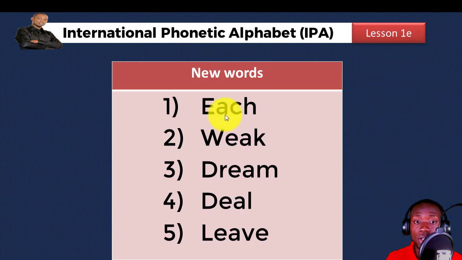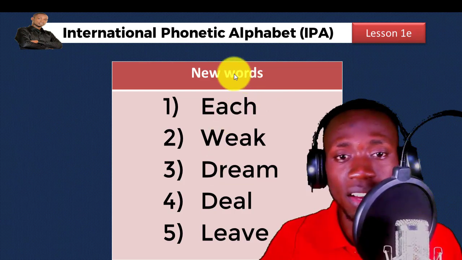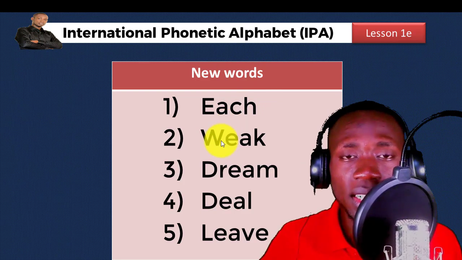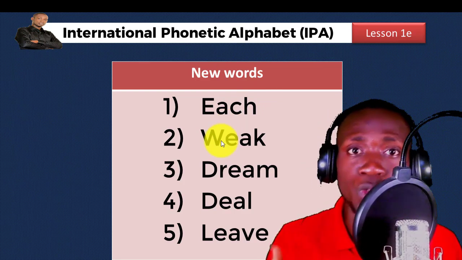Okay, I'm going to repeat all of the five words. The first one is each. The second one is weak. The third one is dream. The fourth one is deal, and the last one for today's lesson is leave. Make a sentence with this vocabulary. Make a new sentence with each word. I just want to see if you can practice.